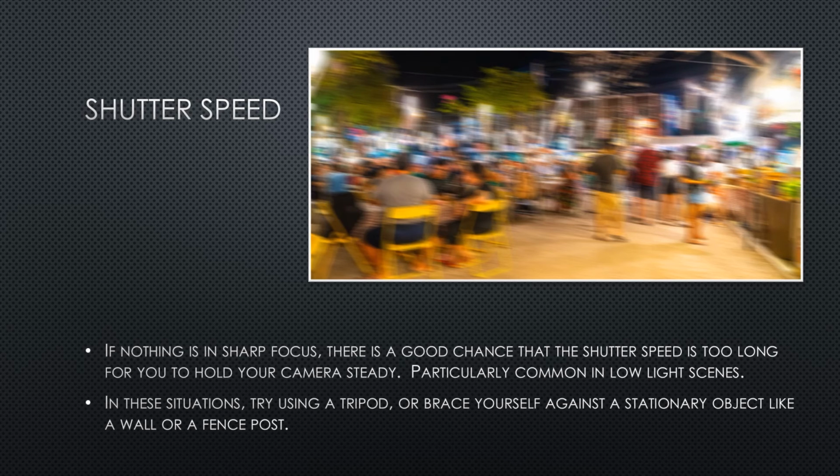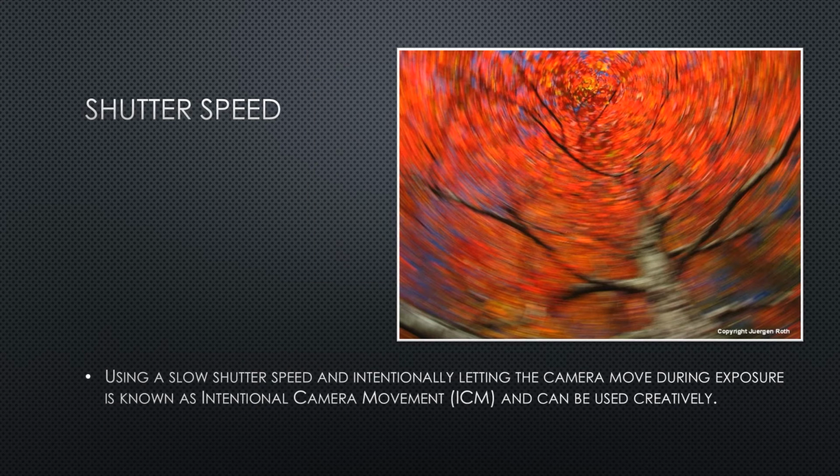Another technique that utilizes a long shutter speed or a slow shutter speed is a technique known as intentional camera movement. And this is basically where you're choosing a slow shutter speed and actually moving the camera intentionally throughout the exposure.